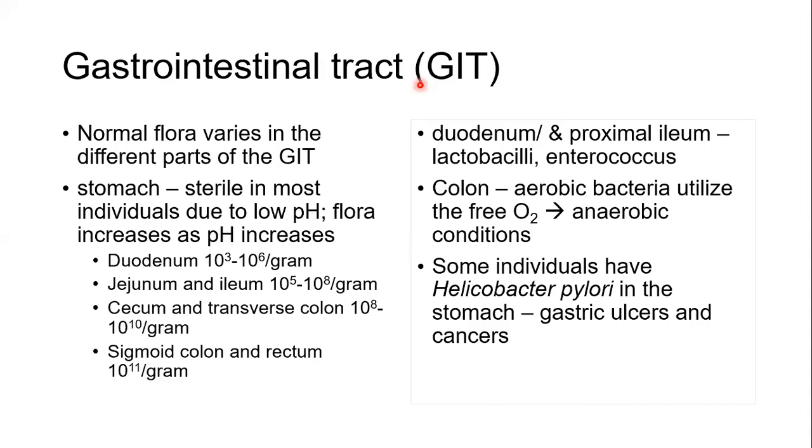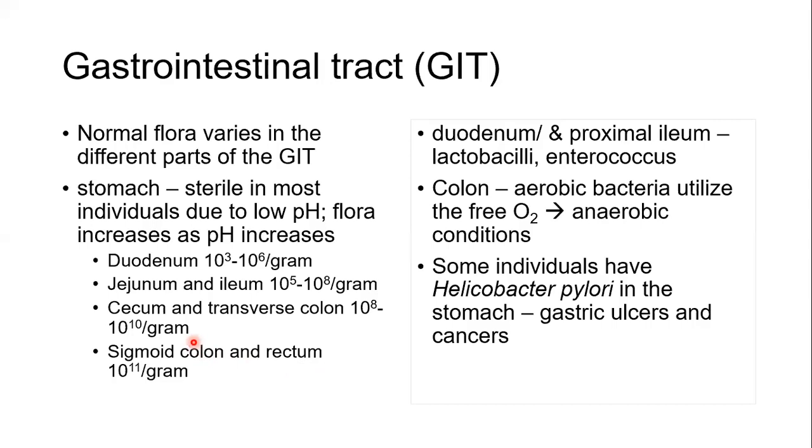In the duodenum, we have about 10^3 to 10^6 bacteria per gram. In the jejunum, 10^5 to 10^8. Cecum and transverse colon, 10^8 to 10^11. And as you get more distal in the sigmoid colon and the rectum, 10^11. What is found mainly in the duodenum and the proximal ileum is Lactobacillus and Enterococcus.